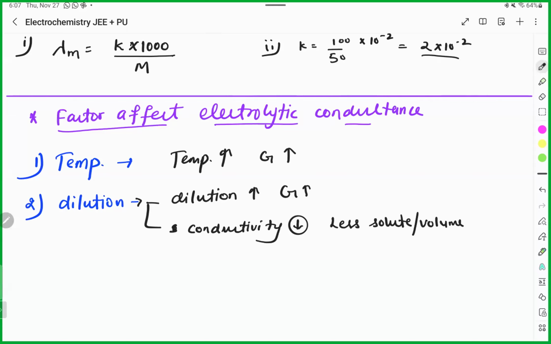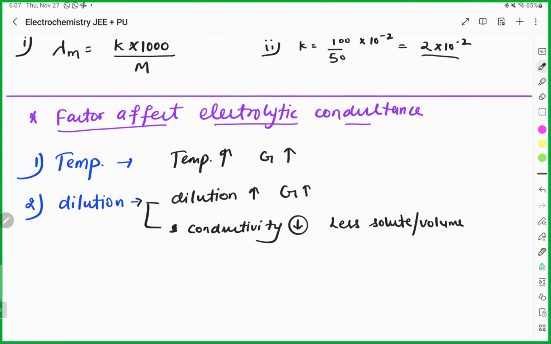Example, initially there were 10 particles in 1 liter. Now, if you dilute it, it becomes 2 liters. So what is the number of particles in each liter? In each liter, 5. So the number of particles in each liter reduces. Overall, conductance will increase, but conductivity will reduce. Make sense? Yes, sir.